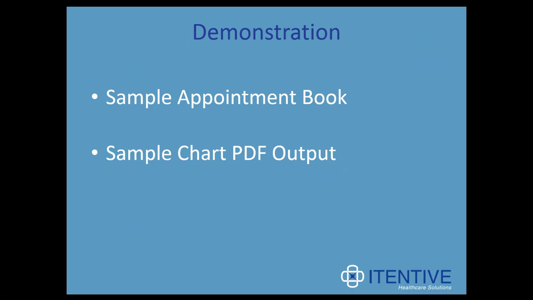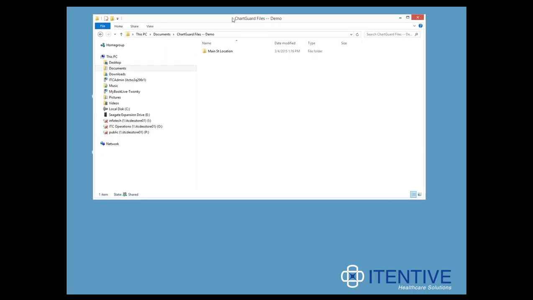So now I'm going to show you an example of what gets generated by ChartGuard. Each location will have a folder. So if you have multiple locations, you'll have the name of the location where the folders will be stored on that designated PC that I mentioned. And then within each folder, you'll have a folder of the charts of the patients, and then you'll have the appointment listing. Let me show you what the appointment listing looks like.